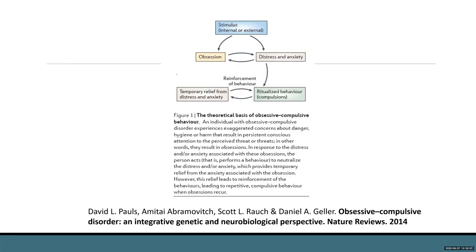So the theoretical basis of OCD, this is again from that same Nature Review article. This is sort of the cycle of OCD. You have a stimulus, whether it be internal or external, right? And the stimulus can either be an environmental trigger, or it can be an internal thought. It causes distress and anxiety. We then obsess and think about this intrusive thought or urge or feeling or image or whatever it is. And this again causes more anxiety, and we just keep building up that anxiety, right? Kind of going in this loop like this.